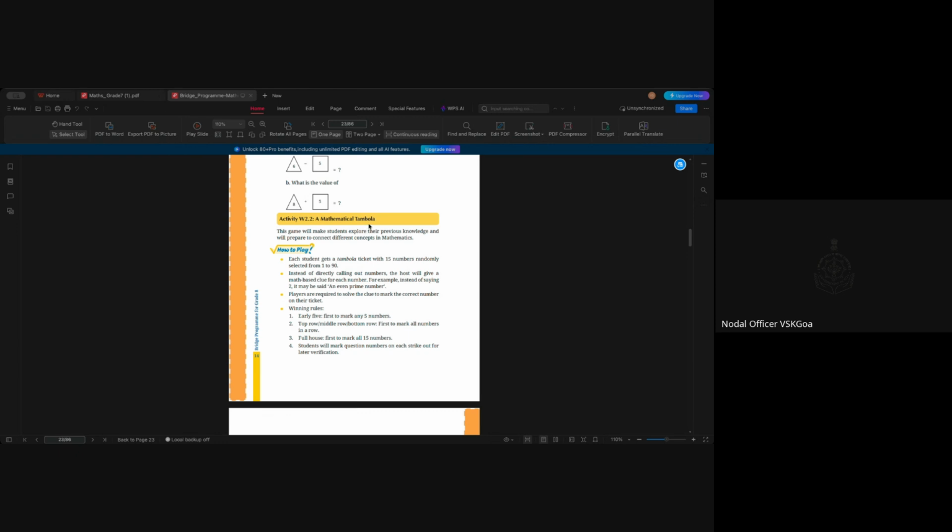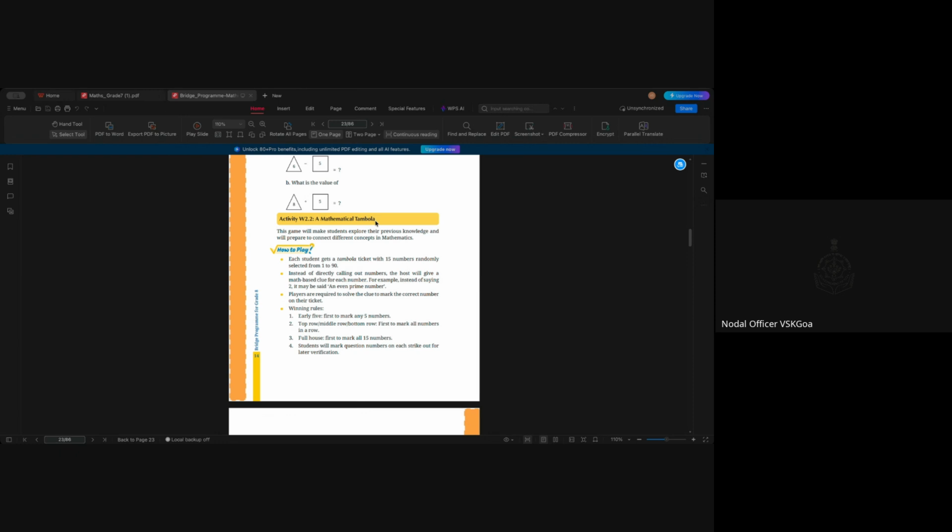So mathematical tambola. Now what is this tambola? Anyone can tell me what is tambola? Please write in the chat box. It is very simple what we play. Yes, housey. So tambola is nothing but housey. So we are playing housey, and for every get together.